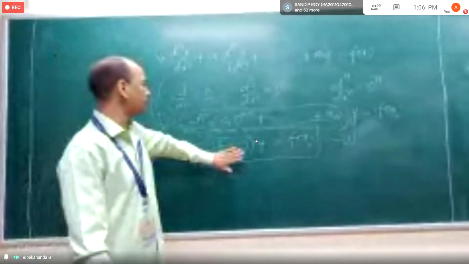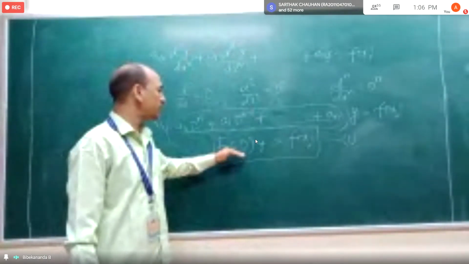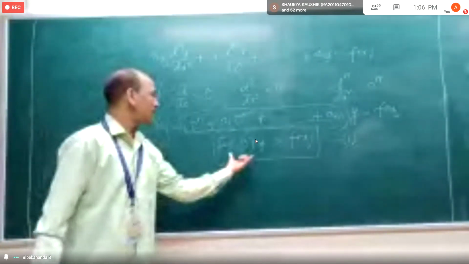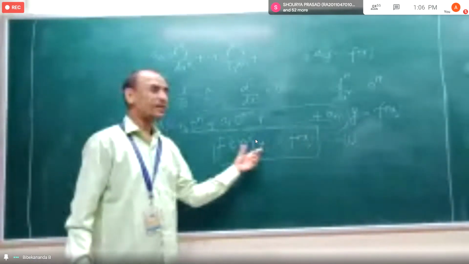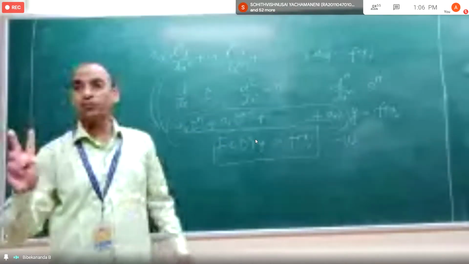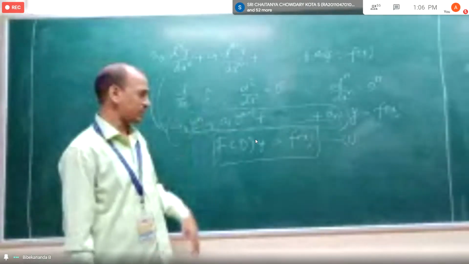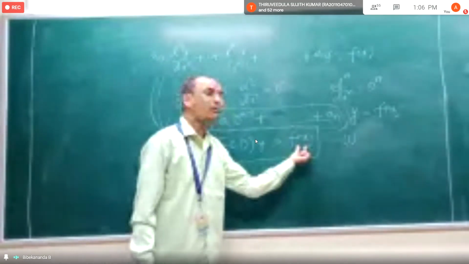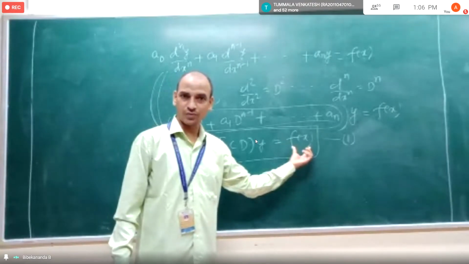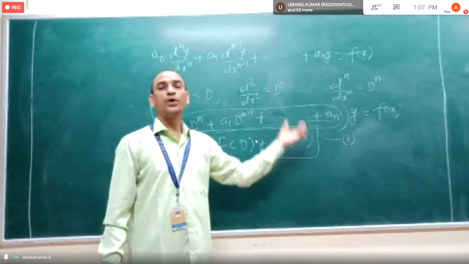Now I am going to find the solution of this equation 1. Our aim is to find the solution of this one. It has two parts. On the left hand side we have f of d of y, and on the right hand side we have f of x. So in this case we have two possible cases. Sometimes f of x equals 0, and sometimes f of x need not be 0. If f of x is 0, we say homogeneous. If f of x is non-zero, we say non-homogeneous.